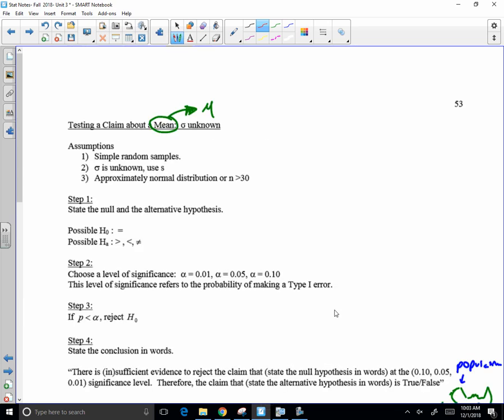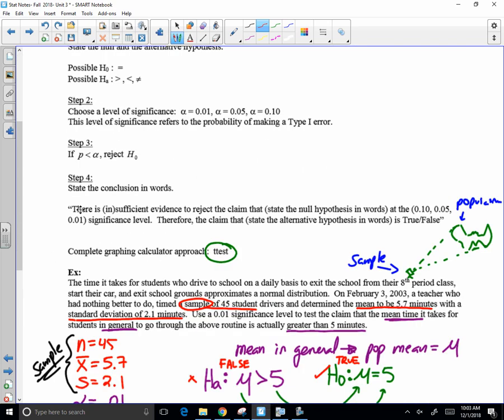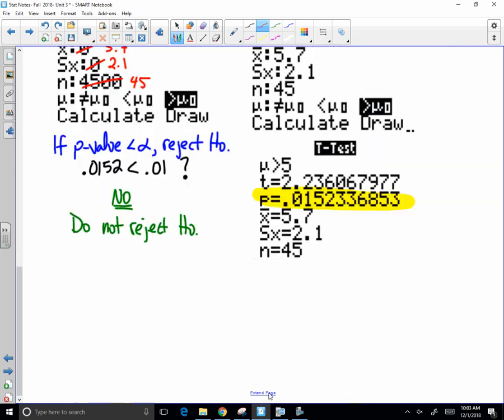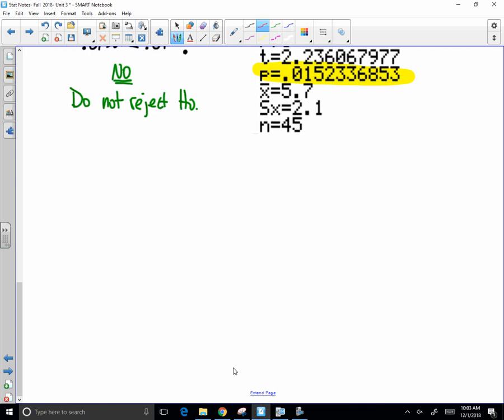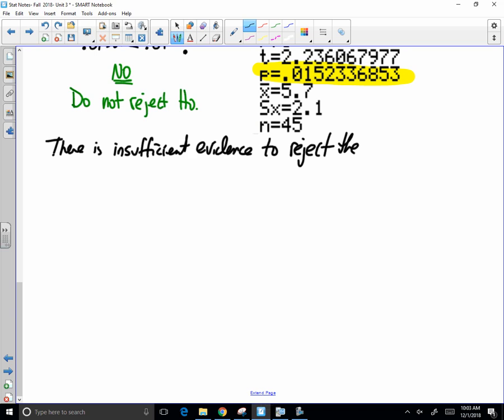Final conclusion in words, and again, it follows the template here. But you can see it's a template. Templates are left purposely vague, right? So it's not like you have to memorize a brand new one for this particular test. It's the same model. There is insufficient evidence to reject the claim that, and state the null hypothesis in words.